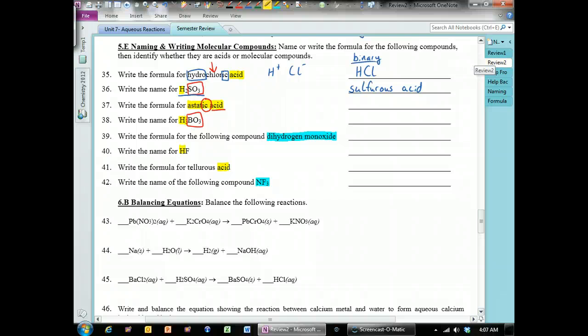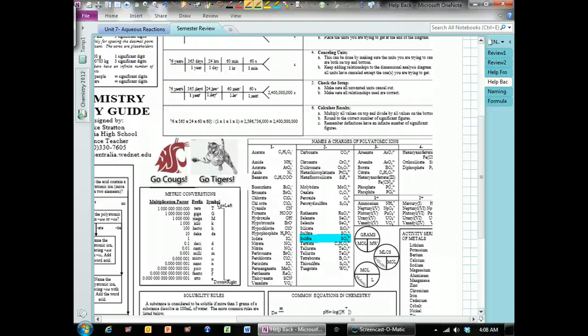So instead of acetic acid, we're going to look for acetate on the polyatomic ion sheet. We know we're going to have hydrogen because it's an acid, and then we're going to look up acetate. The formula for acetate on the polyatomic ion sheet is C2H3O2 with a -1 charge.